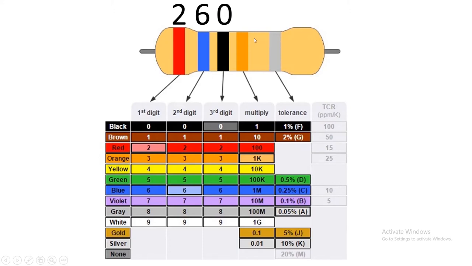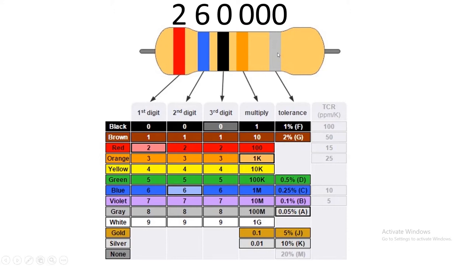Friends, here you can see the second last color is always a multiplier. Means how? The color is orange. Here, the orange value is 3, so we need to put 3 zeros. If the color was yellow, the value of yellow is 4, so then we need to put 4 zeros. The second last color, whatever number it gives, you need to put that many zeros.